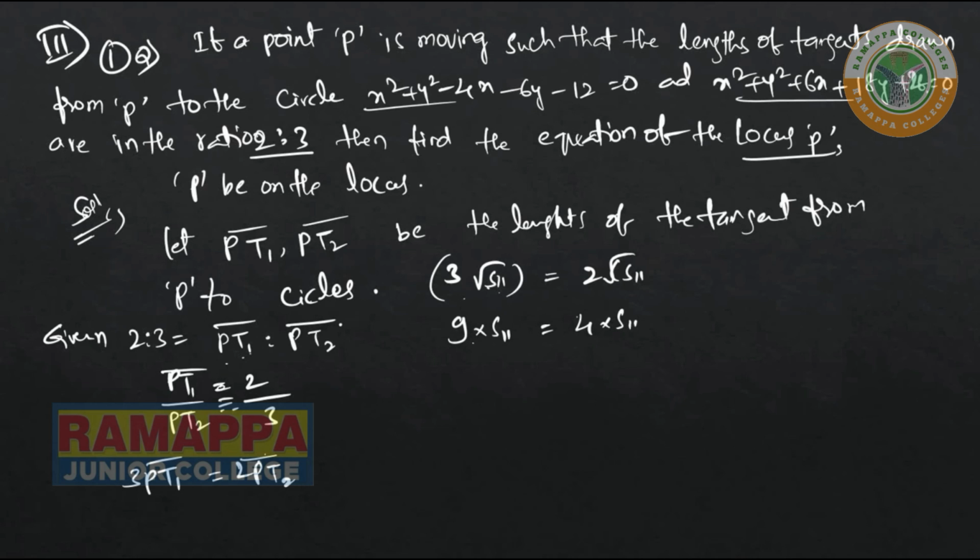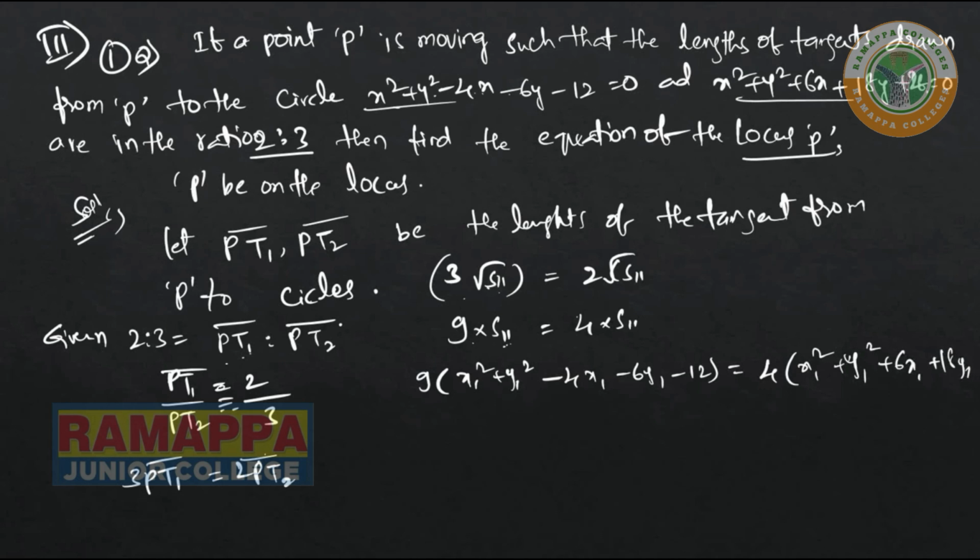So here we can substitute the values. Which one is given, 2 comma 3 is given, and point P we don't know. So 9 into S11 means x1 square plus y1 square minus 4x1 minus 6y1 minus 12 is equal to 4 into x1 square plus y1 square plus 6x1 plus 18y1 plus 26 equal to 0. Now total we got it like this.